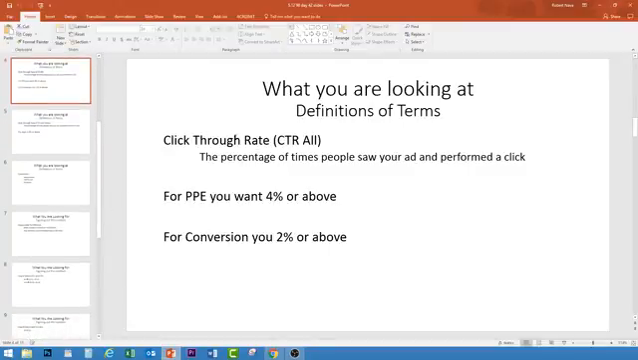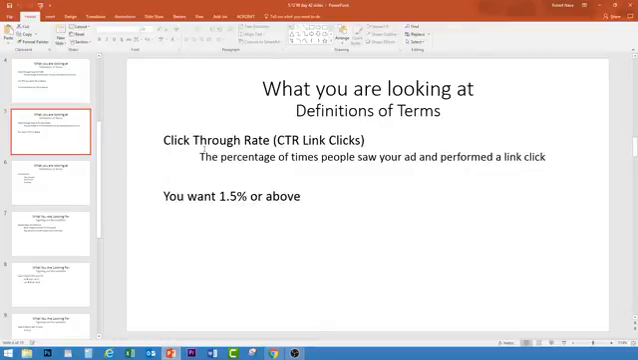So that's click-through rate. So we understand the difference between the two different types of clicks, the link click and a click all. And now we understand what the click-through rate for the clicks all is. So now let's look at what the click-through rate for the link clicks is. It's basically the same thing, but for link clicks. It's the percentage of times people saw your ad and performed a link click, right? So instead of a click, they're performing a link click. Makes sense, right? So it's the click-through rate, how many times people are seeing your ad and then clicking. And so for your click-through rate on your link clicks, you want to have above a 1.5. And it doesn't matter if that's a PPE ad or a conversion ad. It doesn't matter. We're just caring about the amount of clicks that you're getting. So you want it about a 1.5 or above.